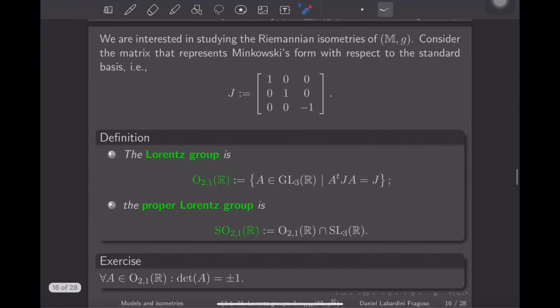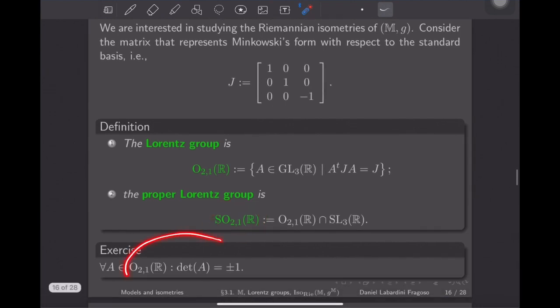And then the first exercise is that every element here has determinant 1 or -1. So this one is not so much bigger than this one. And actually this should be telling me that the index of this one here is 2.